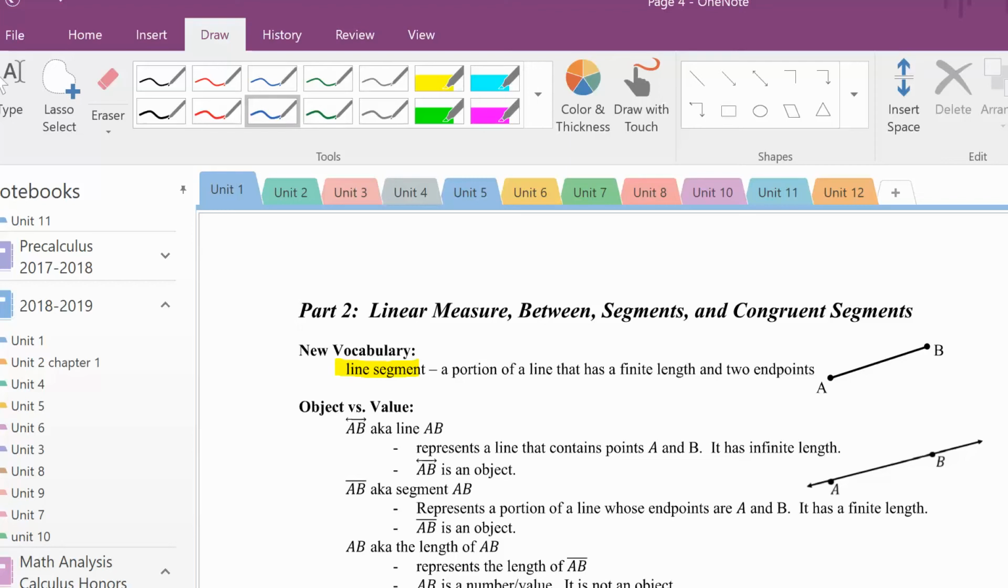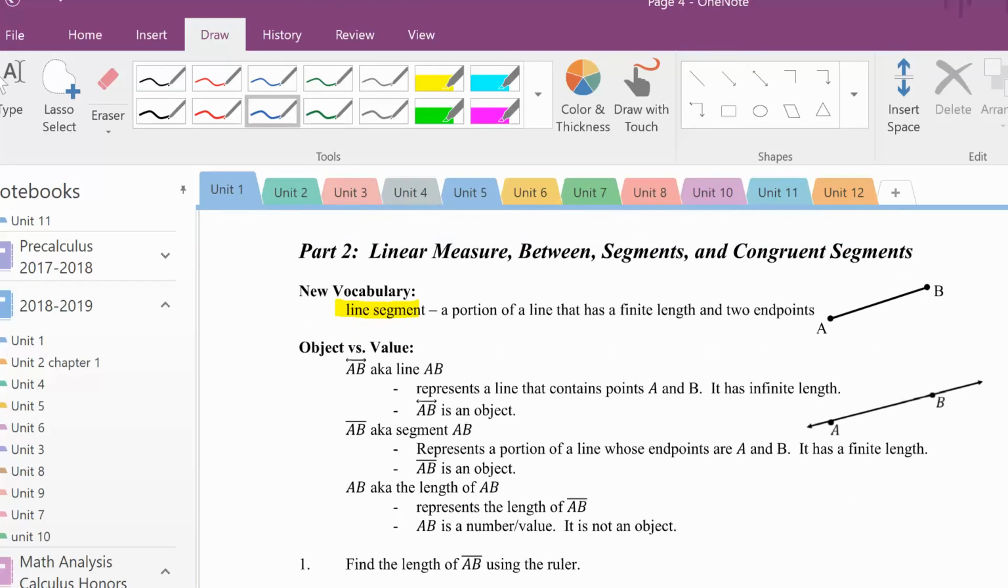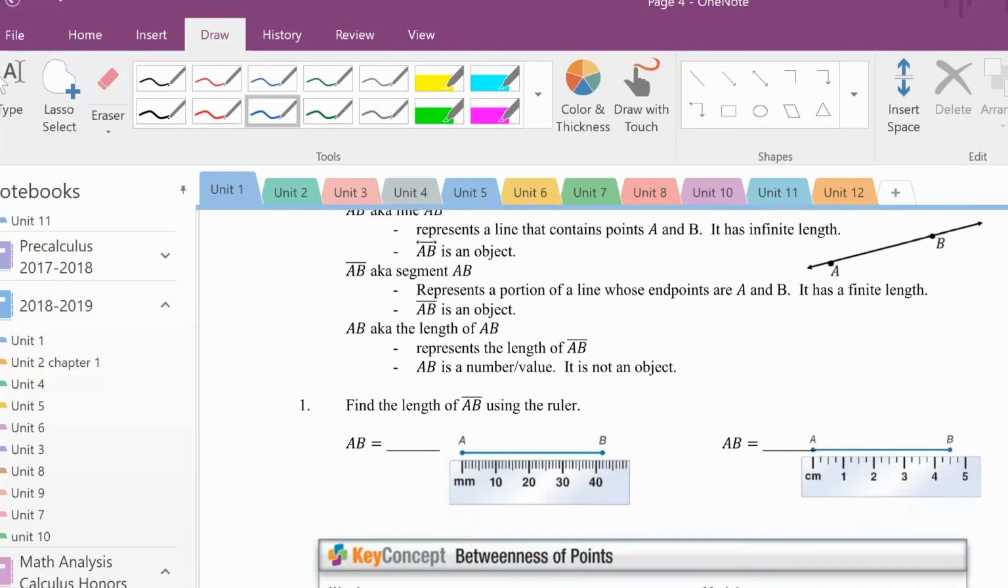As we talked about before, line AB would be the line that contains points A and B, but it would be infinite in length, meaning it can go either direction. Whereas line segment AB is just a portion of that line, and when you write line segment, there are no arrows above the B to A. So you can actually have a value for that.